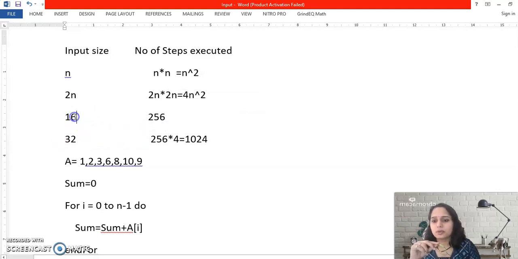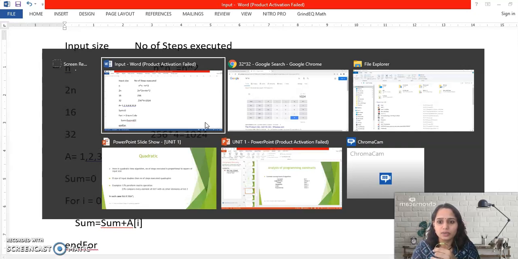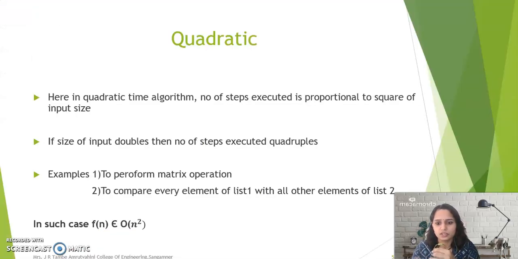If my input size doubles, it means instead of 16, I take 32. So what will happen? The number of steps executed will be quadruple. It means 256 into 4 will be 1024, or in other words, 32 square is equal to 1024. So this is the example of the relation between the input size and the number of steps executed in terms of quadratic programming constructs. That is the explanation of the first two statements.